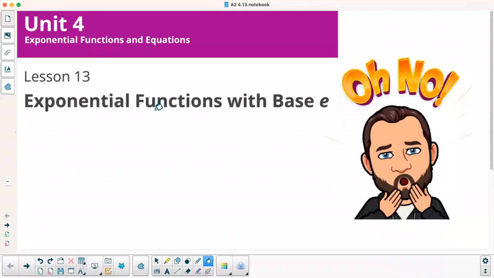Okay, Illustrative Mathematics, Algebra 2, Unit 4, Lesson 13 is called Exponential Functions with Base e. So, quick review here. Make sure you remember what e is.